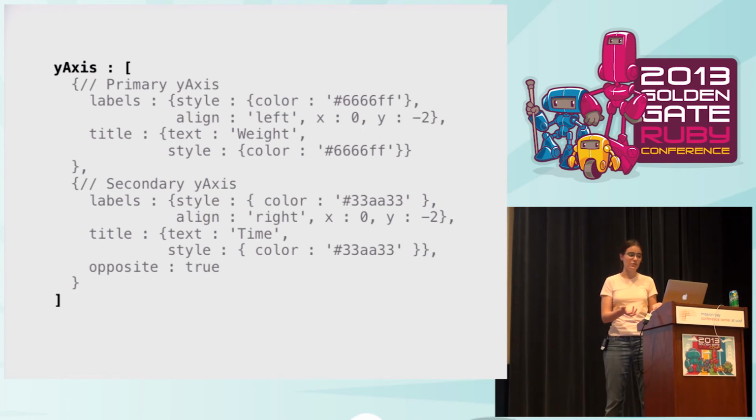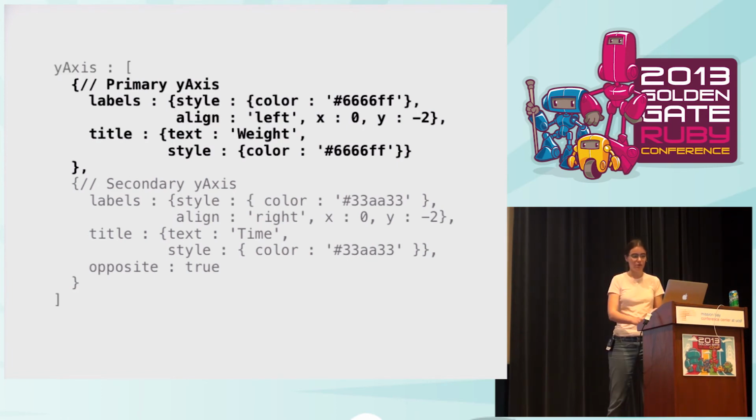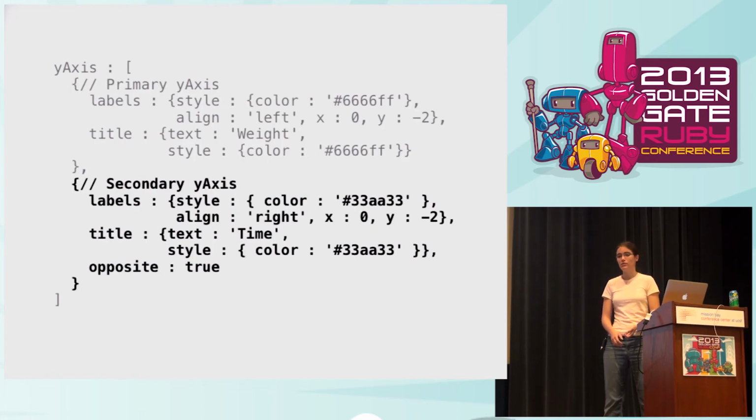So in this case, we're going to make it an array. One set of values describing one y-axis, some labels with some style info and the title. A secondary set for the other axis. In this case, you're also saying that it should go on the opposite side of normal, which in countries that read left to right, this means it should go on the right.